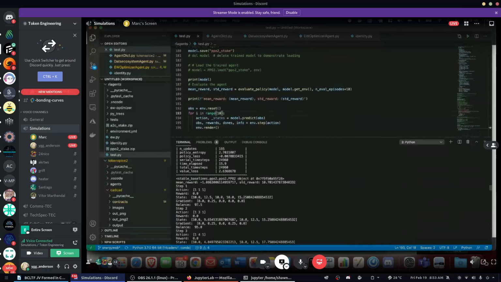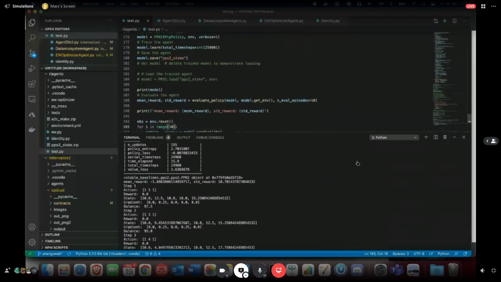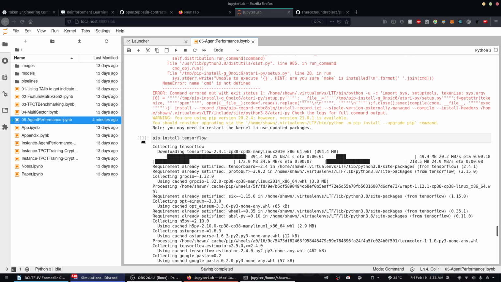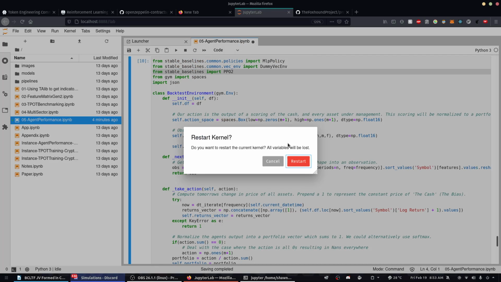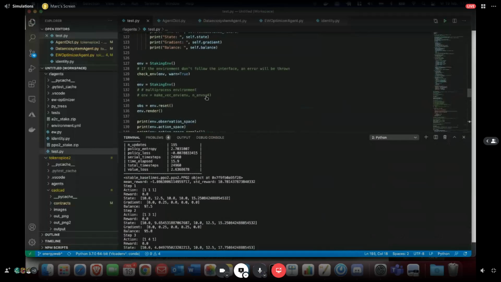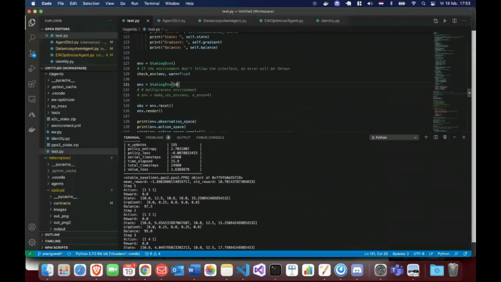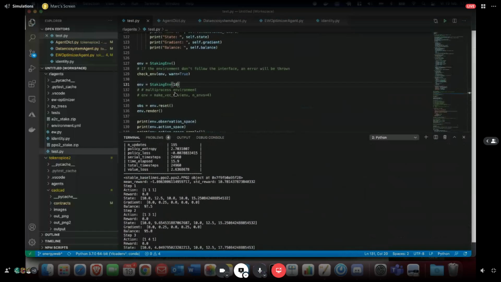So I see the main reward is a bit better, I think, now. So maybe if you can, let's see, put 10 or 20. Yeah. Can I ask a question in the meantime?